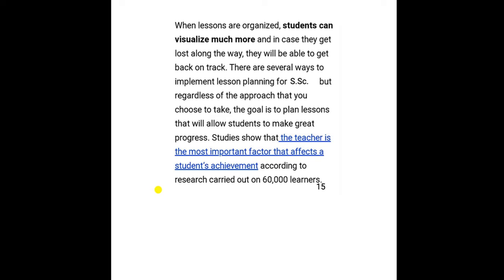Studies show that the teacher is the most important factor that affects a student's achievements, according to research carried out on 60,000 learners. Some of the important elements of a good lesson plan in social science are the following. A lesson plan must be in written form. One of the important qualities of a good lesson plan is that it should be written.